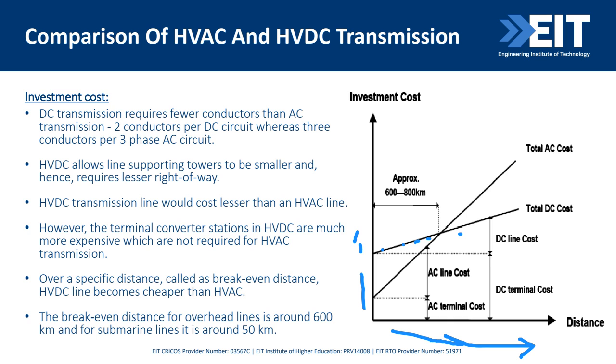So for DC, the slope is not as steep as for AC. So obviously there comes a point, currently around 600 kilometers, where it breaks even with the AC, meaning anything longer than 600 kilometers, HVDC becomes cheaper than the HVAC.